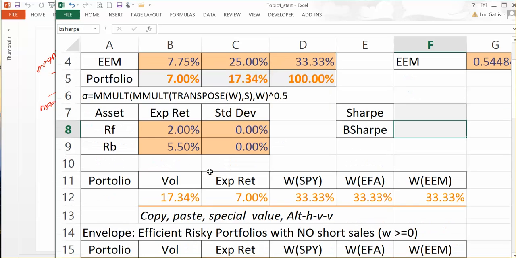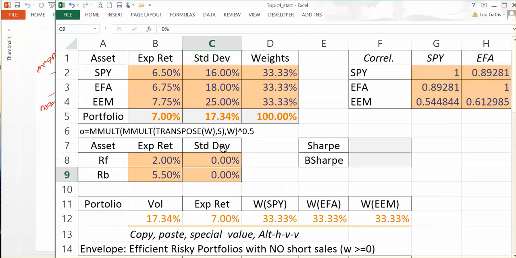And I also have links down here. It's going to make our lives a little bit easier when we do some copying and pasting later. Here's a link to the portfolio vol, a link to the expected return. Again, make sure that these are linked and not values. A link to the weight of SPY, a weight of EFA, and a weight of EEM.